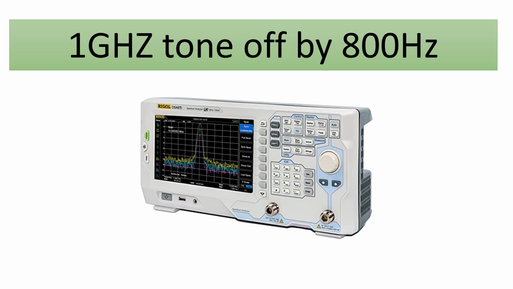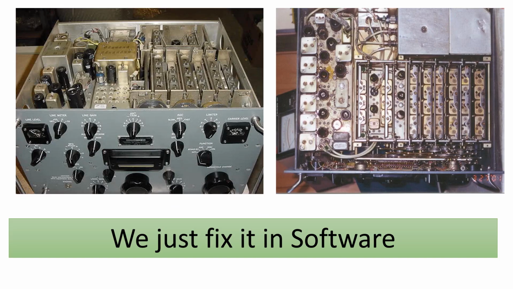So we hook up the tone to our spectrum analyzer. The spectrum analyzer has been recently calibrated, and we see that our tone is off by 800 hertz. So what should we do? Should we pop open the lid of our little hardware device and get our little frequency adjustment screwdriver? No. We're going to fix it in software.